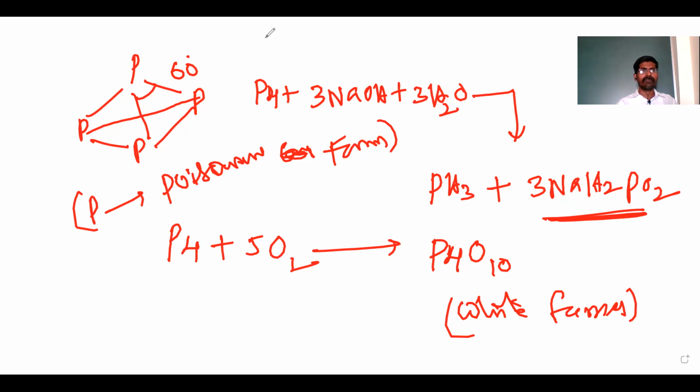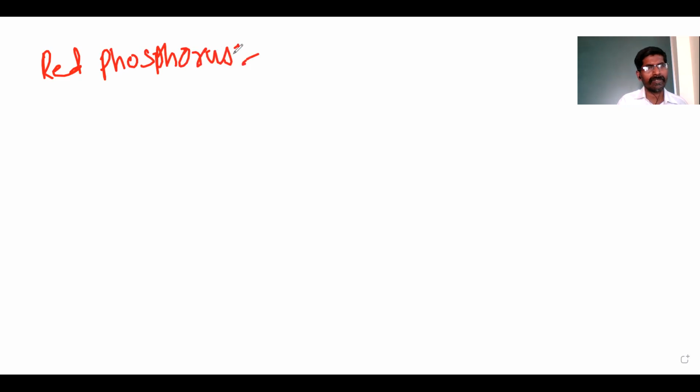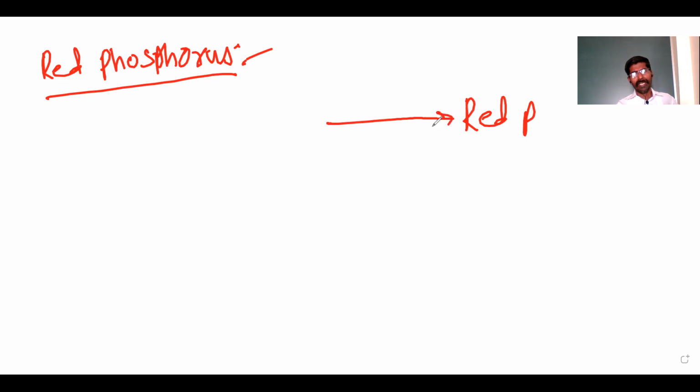Next, we want to talk about the next allotropic form, and that is red phosphorus. So how do you get the red phosphorus? From where do we have to prepare that red phosphorus? Red phosphorus is obtained from white phosphorus.